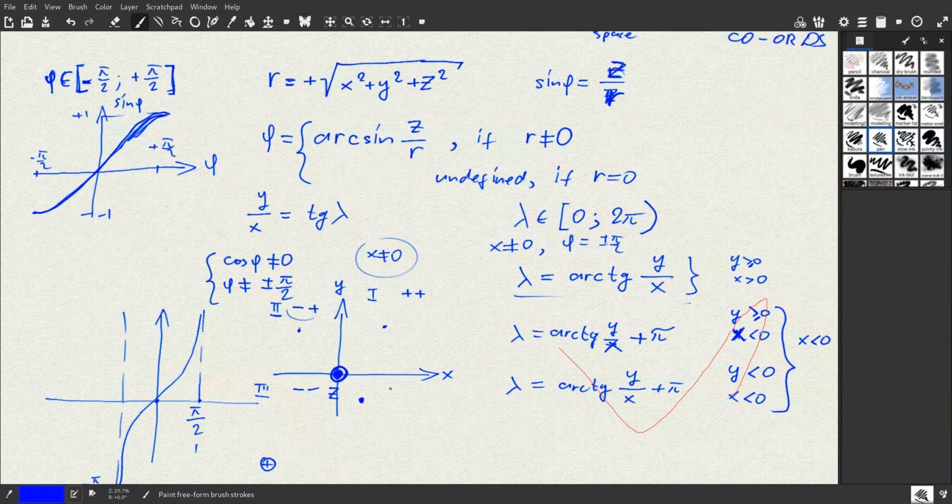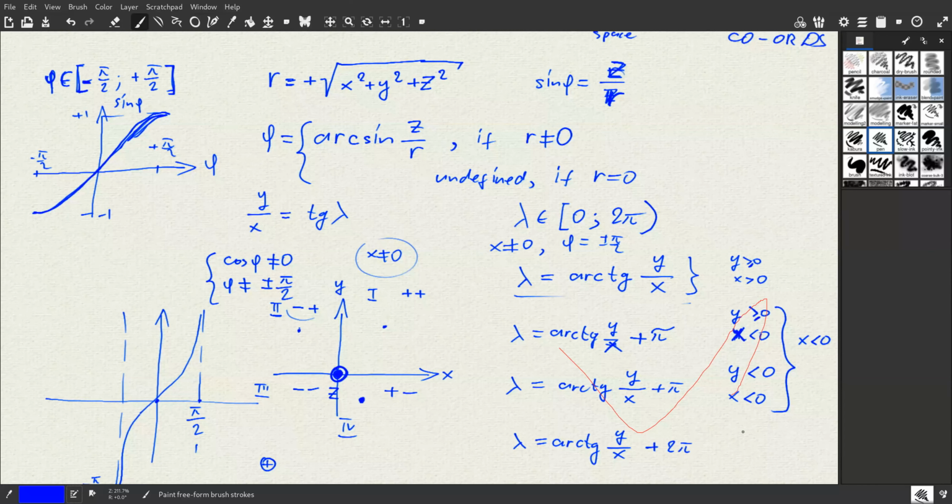And finally, if we are in the fourth quadrant, where x is positive and y is negative, what would happen? We would get a negative value between minus pi over 2 and 0, whereas we actually want a value towards 2 pi. Therefore, in that case, it would be lambda equals arctangent y over x. You guess what? Plus 2 pi.